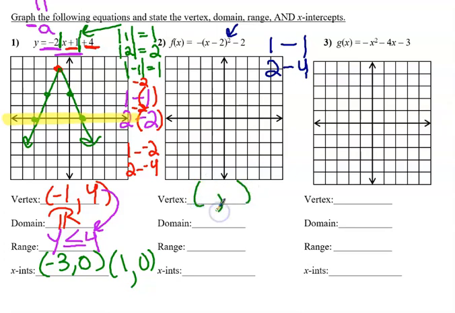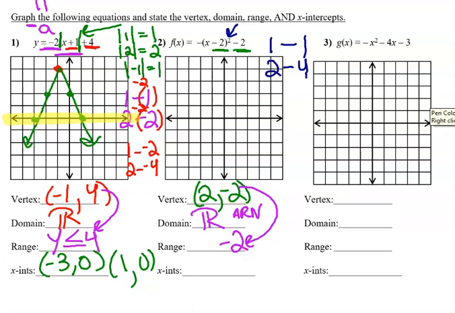Now, when I find the vertex, it's the same method. What's on the inside? Well, what's opposite of -2? +2. What's on the outside? It is what it is on the outside. Domain is, again, all real numbers. You can also write ARN. The range is this second number, which is -2. That's my K value of my vertex.